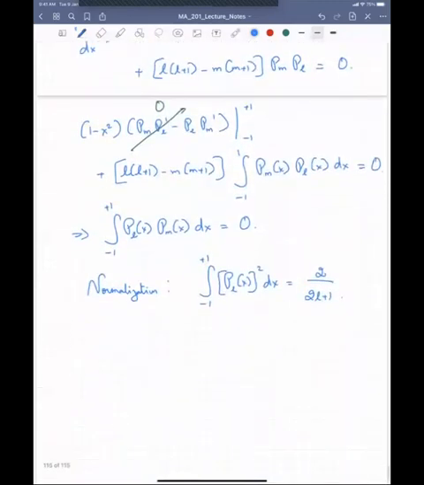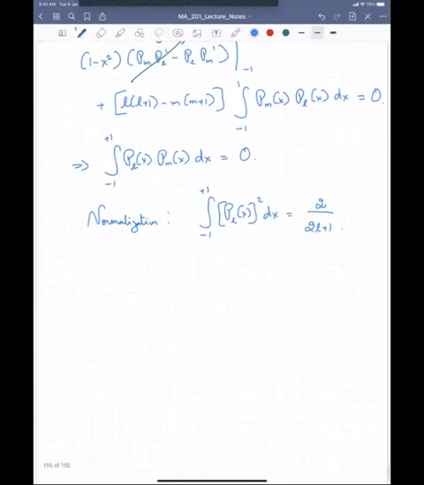So similarly, if you have a function f of x, you can always expand this function f of x as a linear combination of these Legendre polynomials. And this is something that you would see in many problems in physics and engineering, and also of course mathematics.